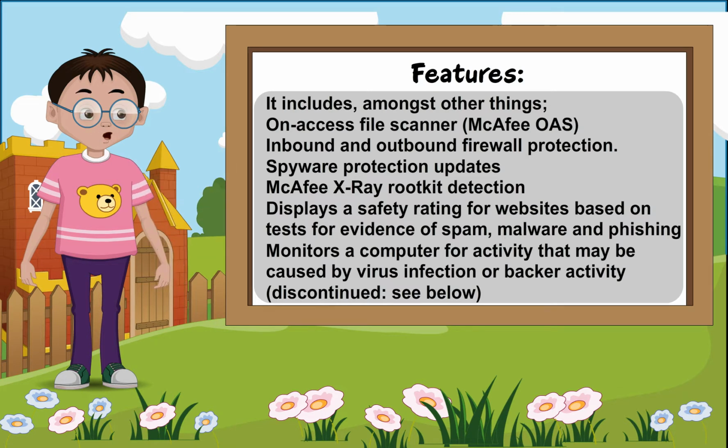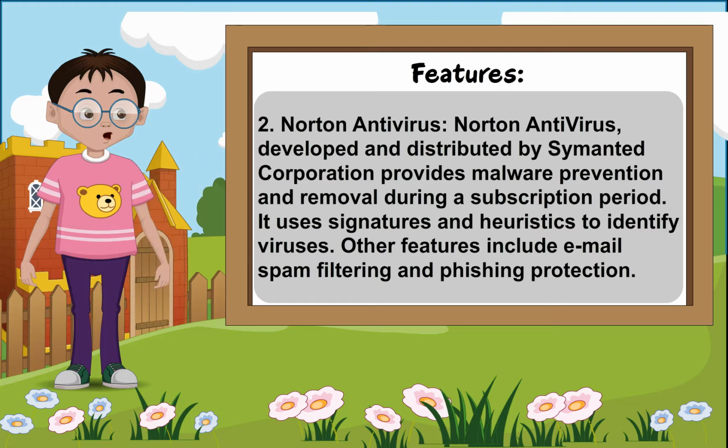Features. It includes, amongst other things, an on-access file scanner, inbound and outbound firewall protection, spyware protection, daily definition updates, McAfee X-ray rootkit detection, and displays a safety rating for websites based on tests for evidence of spam, malware and phishing. It monitors a computer for activity that may be caused by virus infection or hacker activity. 2. Norton Antivirus.